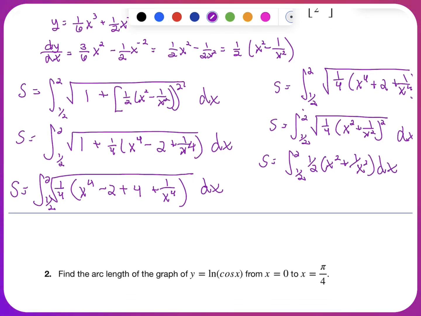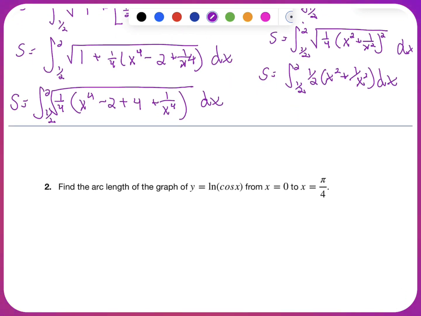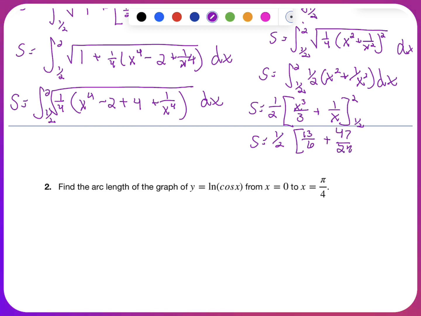Now we're finally ready to integrate. I'm going to factor out that 1/2. And then the integral of my parentheses term is x cubed over 3 plus 1 over x, and we're going to integrate from 1/2 to 2. Plugging in the 1/2, I'm running out of room, so I'm just going to write it down. That's 13/6 plus 47 over 24. Combining that together, we end up with our final answer: the arc length is 33 over 16.